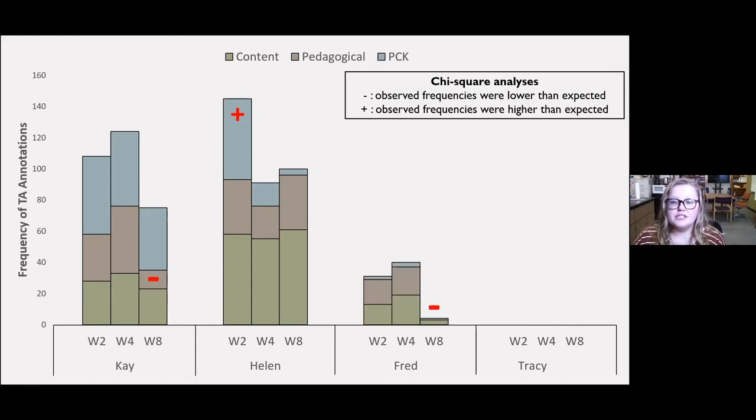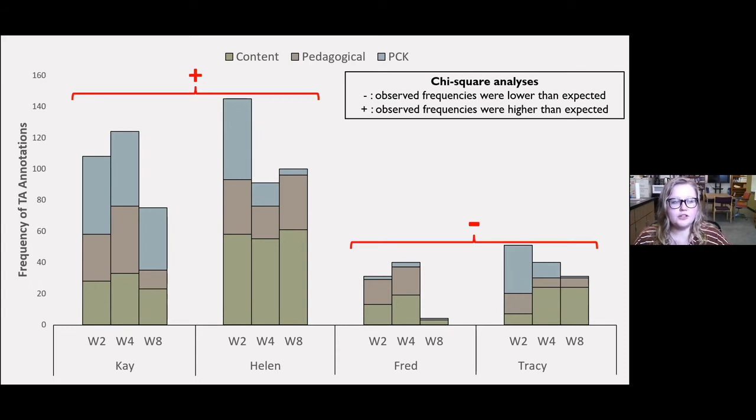Fred also decreased the frequency of annotations he was making by week 8. He mostly focused on content knowledge, but that also decreased. Tracy was making fewer annotations as the semester progressed as well. Initially, she focused on PCK with a few notes on content knowledge, but by week 8, this was switching to a focus on content knowledge with fewer PCK annotations.